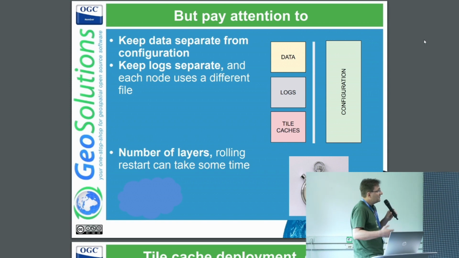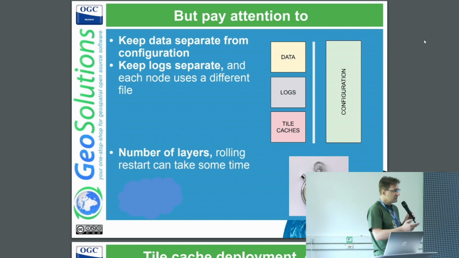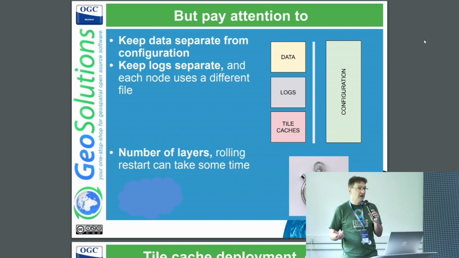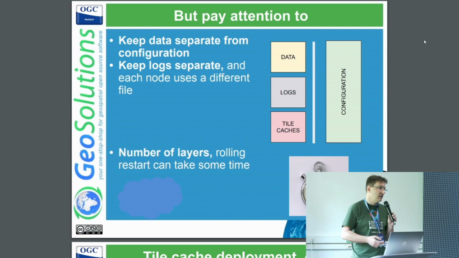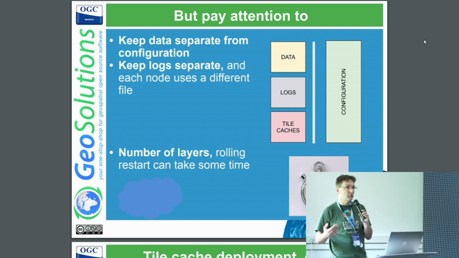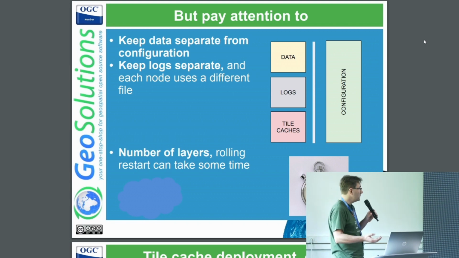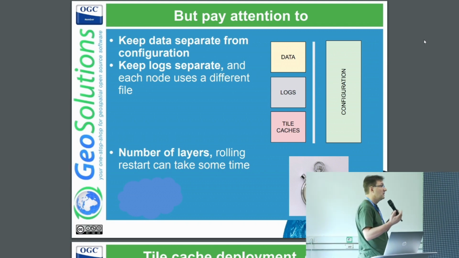Keeping logs outside is easy. You can decide the configuration by configuration relocation or by environment variable relocation. Keeping the tile caches outside is also easy. There are environment variables. You can configure your blob stores to point to S3, Azure Blob, whatever you like, or even an external file system directory.